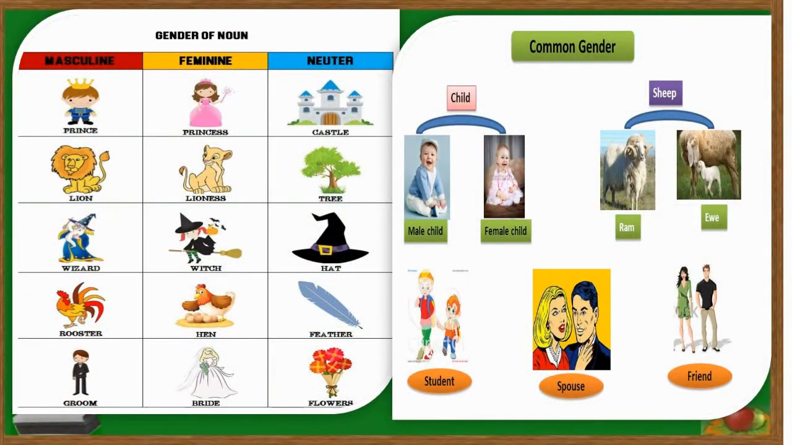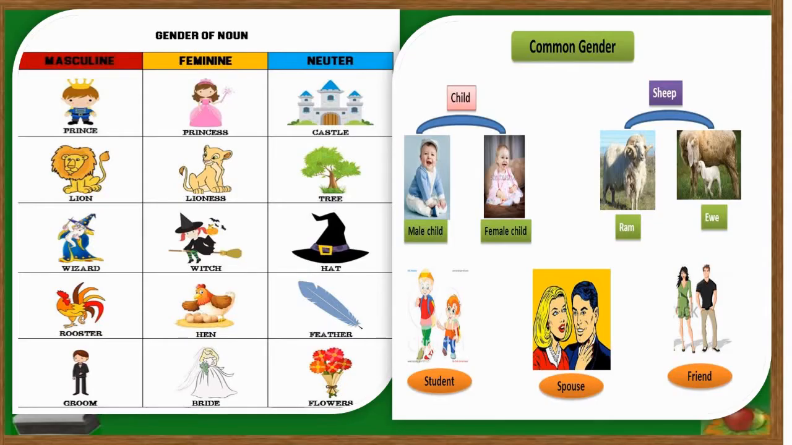Gender of noun. Now you can see in these three columns, masculine gender, feminine gender and neuter. In masculine you can see prince, feminine you can see princess, and neuter you can see castle. Lion, lioness, tree. Wizard, witch, hat. Rooster, hen, feather. Groom, bride, flowers. All these are examples related to masculine, feminine and neuter.